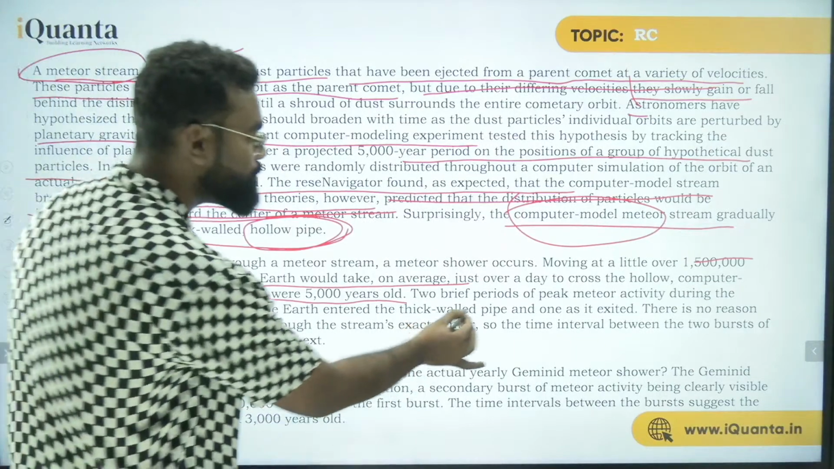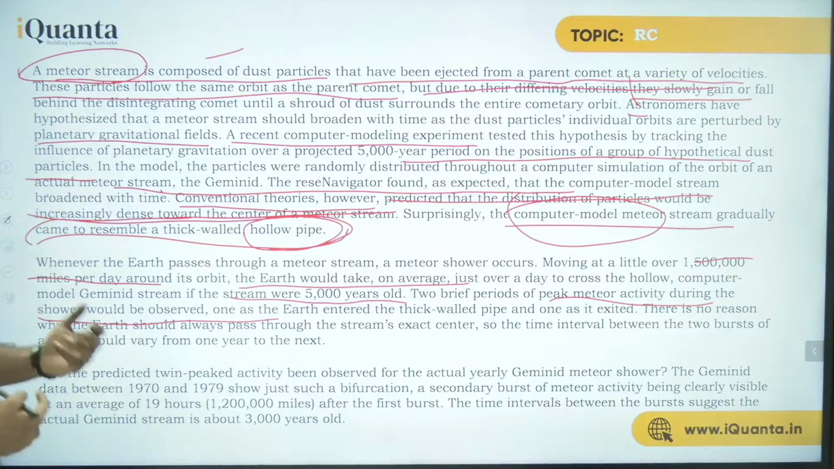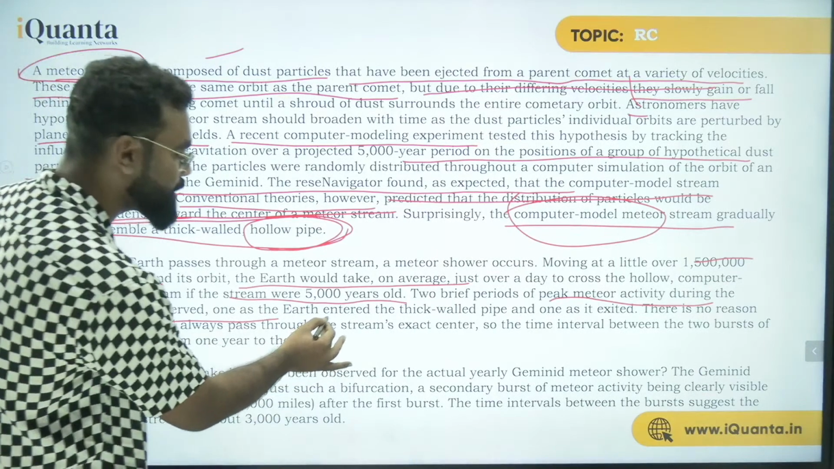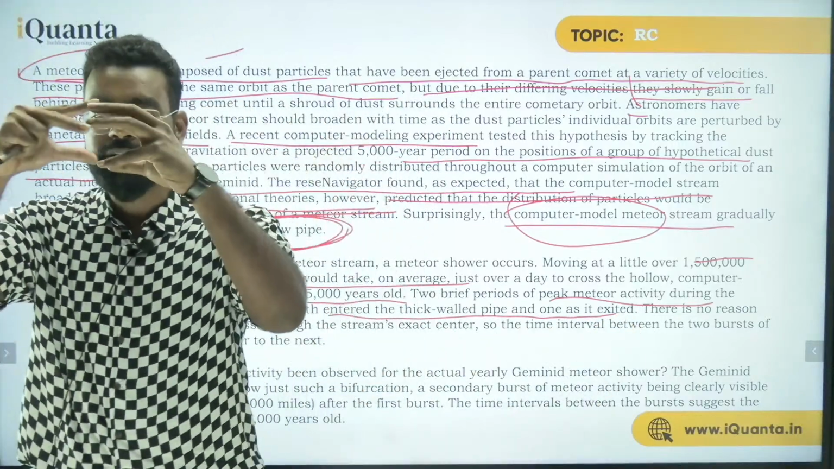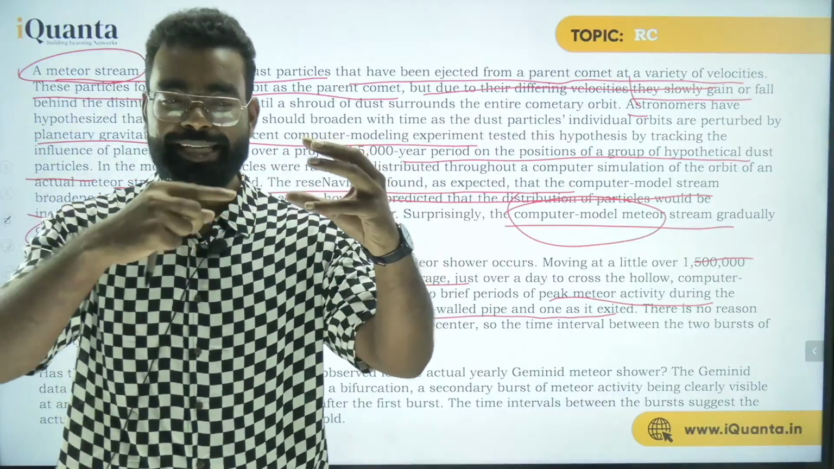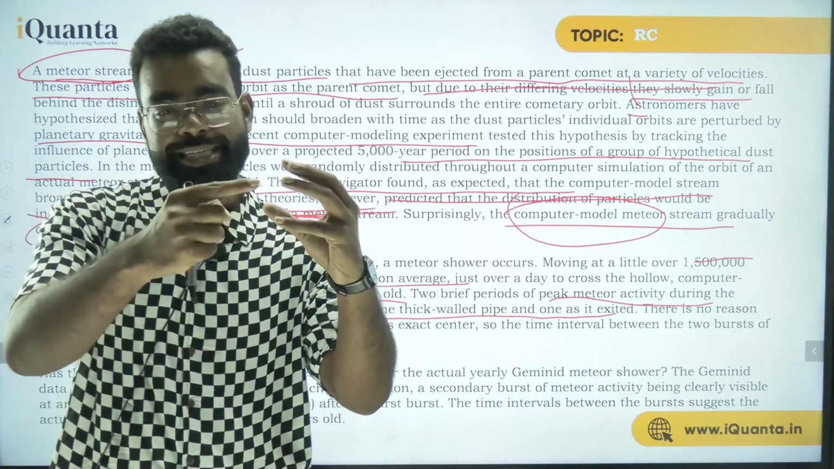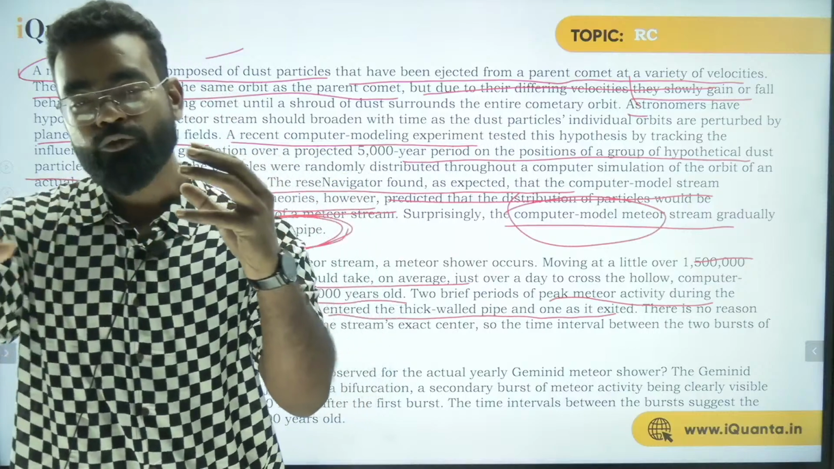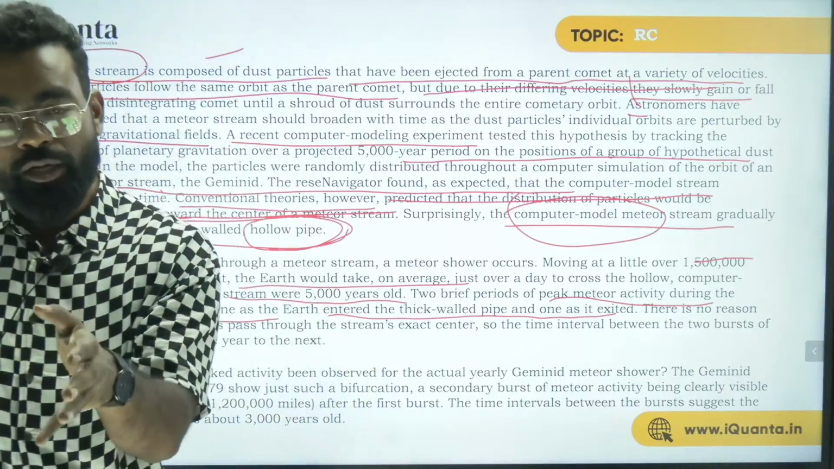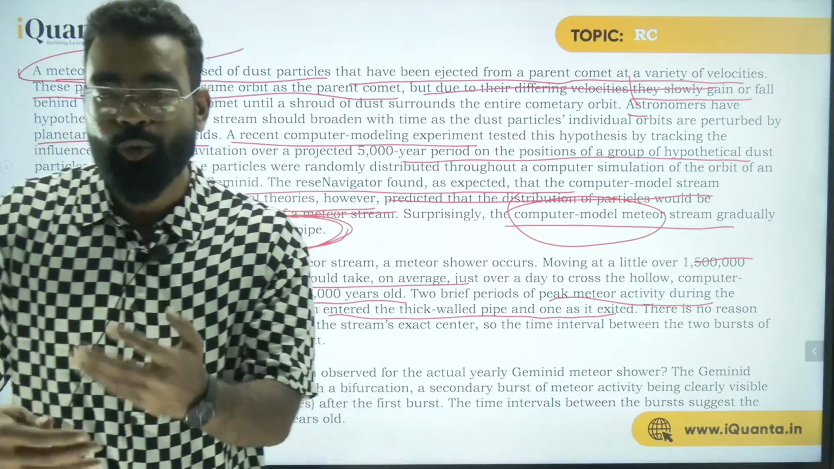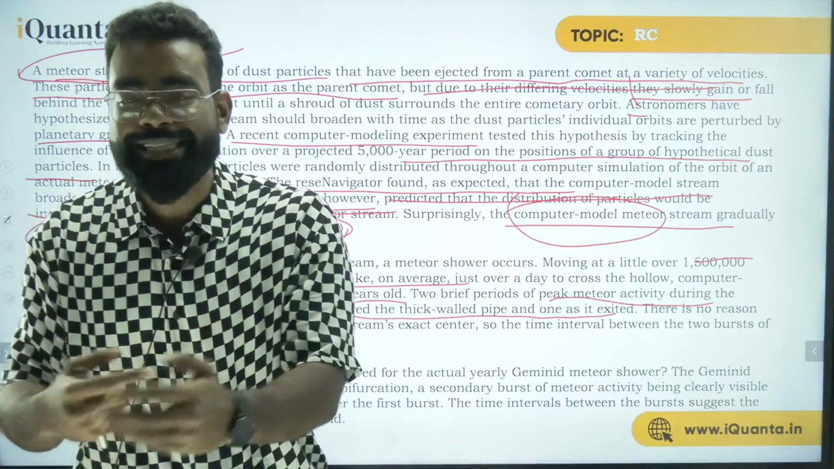Two brief periods of peak meteor activity during the shower would be observed. That's what I'm saying. Two activities will be observed on the Earth: one as Earth entered the thick-walled pipe, and one as it exited. So they are saying it is a hollow kind of thing. Now remember, understand this. Earth is basically going inside and then coming back out. Once it is going inside, we are seeing the meteor shower. Once it is going outside, we are again seeing the meteor shower, right? So that is what it means. If it is a 5,000 years old meteor structure, then we will see it twice, when it is entering the hollow pipe and when it is exiting from the pipe.